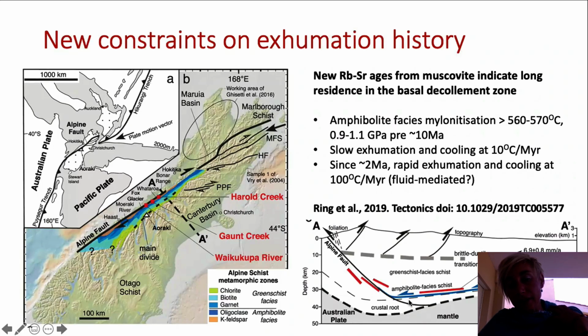And this also occurred with very slow cooling, and at 2 million years, these rocks passed through the brittle-ductile transition and then experienced very rapid exhumation and cooling at 100 degrees C per million years. And I would argue that this cooling is probably motivated by circulation of fluids into the fractured hanging wall of the fault zone.